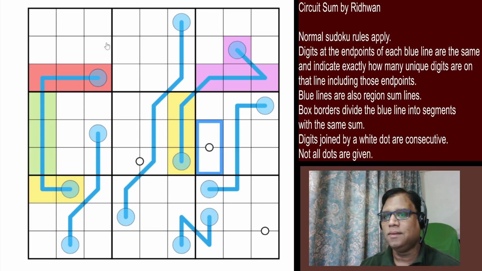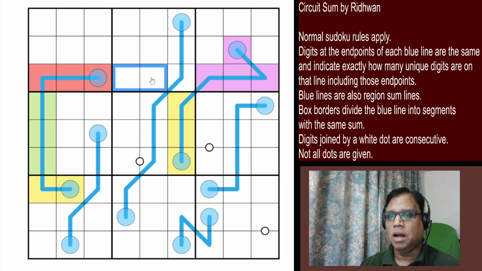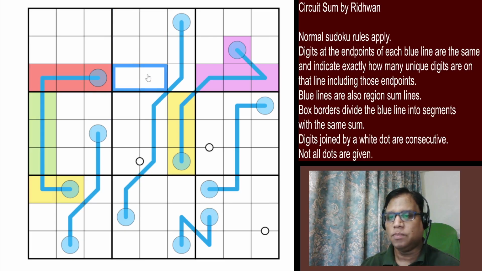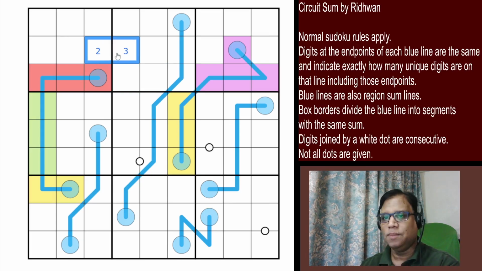Not all dots are given. That means there is no negative constraint. Clearly, anywhere else where there is no white dot does not mean that the digits cannot be consecutive. They can still be consecutive. So for example, for these two digits, you can have 2 here and 3 here, even though there is no white dot between them. That's possible. So those are the rules.